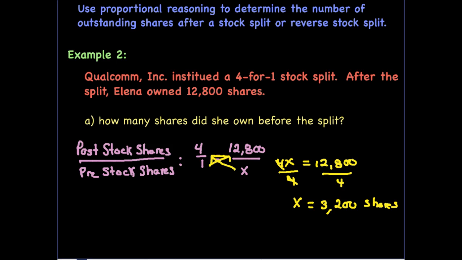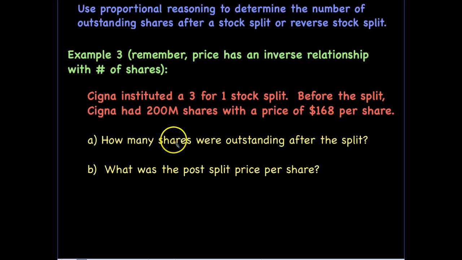Once again, let's make sure this makes sense. So we had a 4-for-1 stock split. If she started with 3,200 shares, she should have 4 times as many when she ends, and she does, 12,800. Let's look at a third example. In this case now we're going to look at price, and price is a little bit different. We have to be careful how we set up our proportion. So remember, price has an inverse relationship with number of shares. In a 2-for-1 stock split, our shares go up, they double, but remember that our price goes down. It gets cut in half.